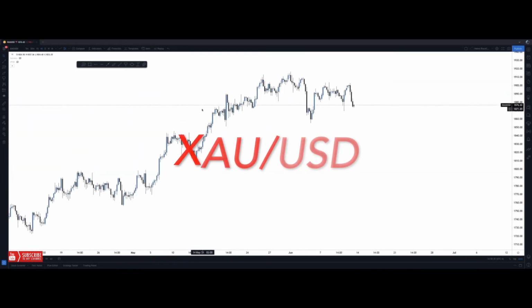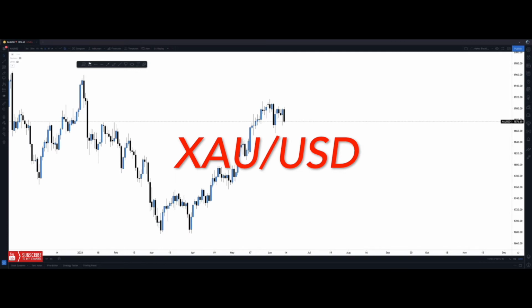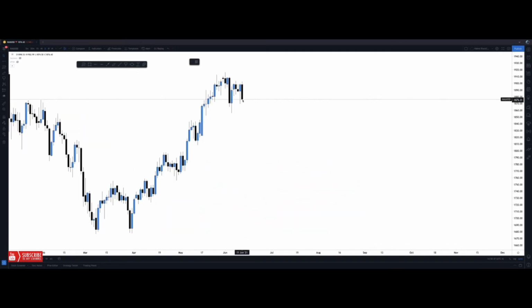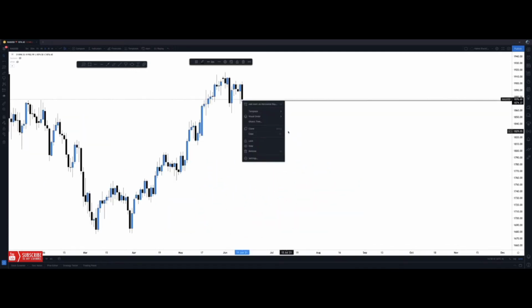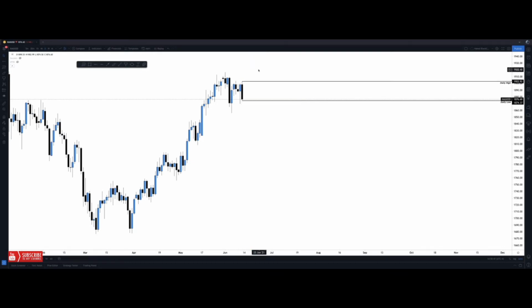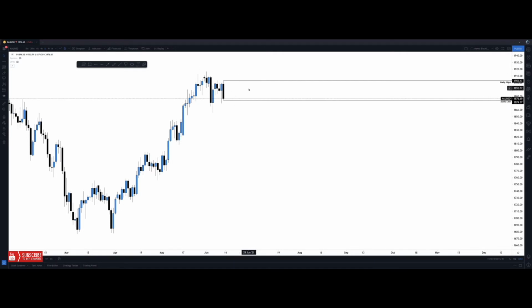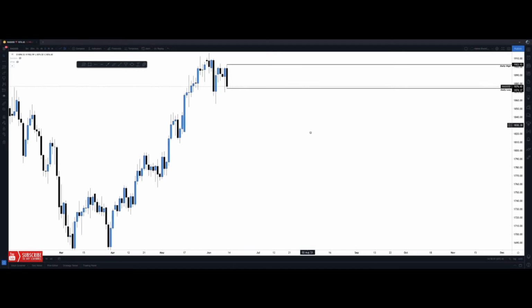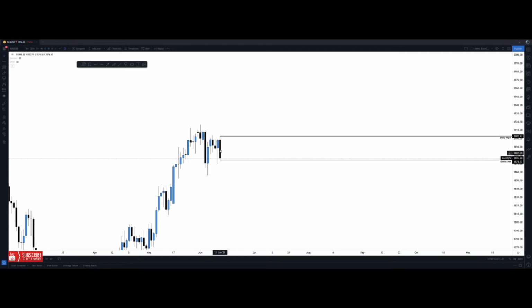So on to the next pair, we have gold. So like every other pair, you start on the higher time frame. You mark up the daily highs and the daily lows. So in this case, we're in a downtrend. We're overall falling. We didn't break any lows. We broke a high, but overall, this is a strong bearish candle.